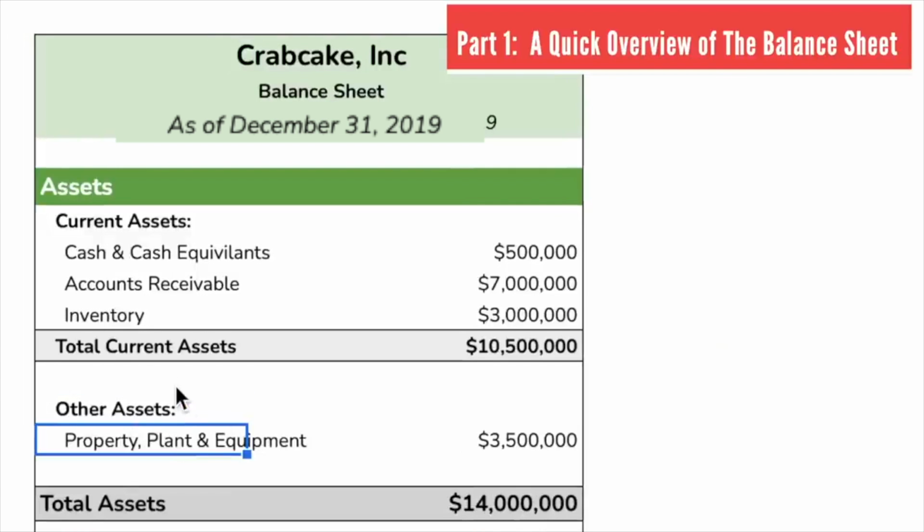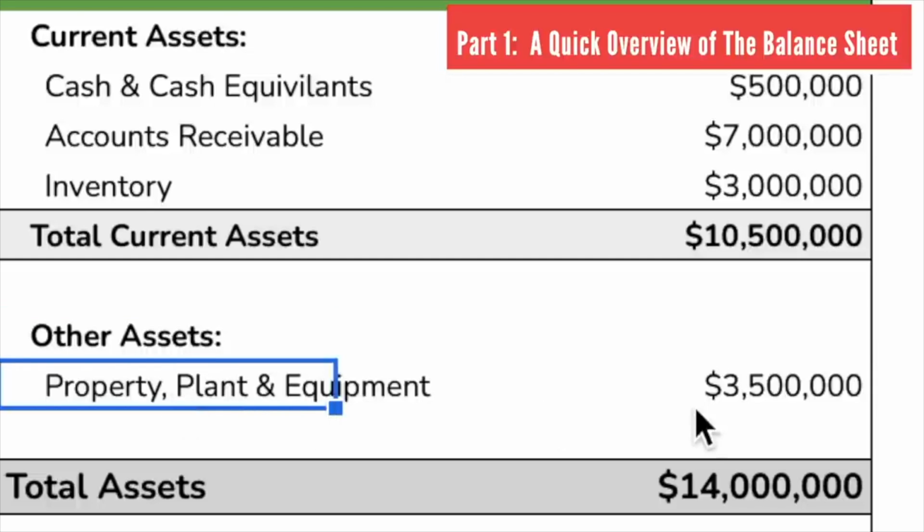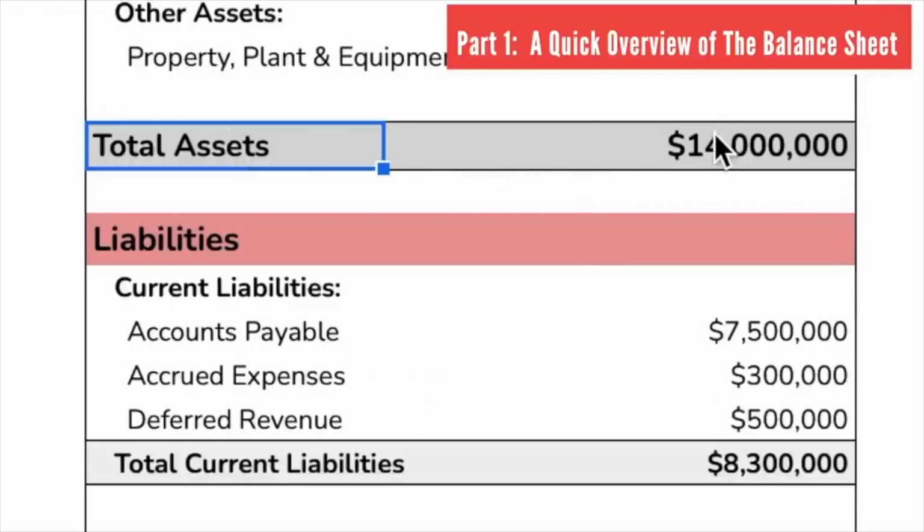And then we'll always have the other assets or non-current assets, which in this case is property, plant, and equipment, because the idea is that these are an investment in the future of the company. This is not something that the company intends to sell and turn into cash, and so this is other assets here. So the total assets for the company is $14 million, and then we can jump over to the liabilities section.